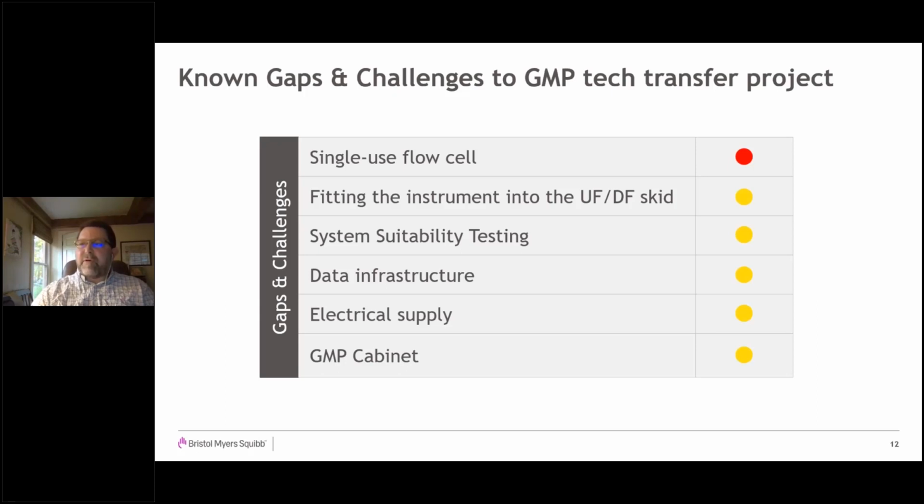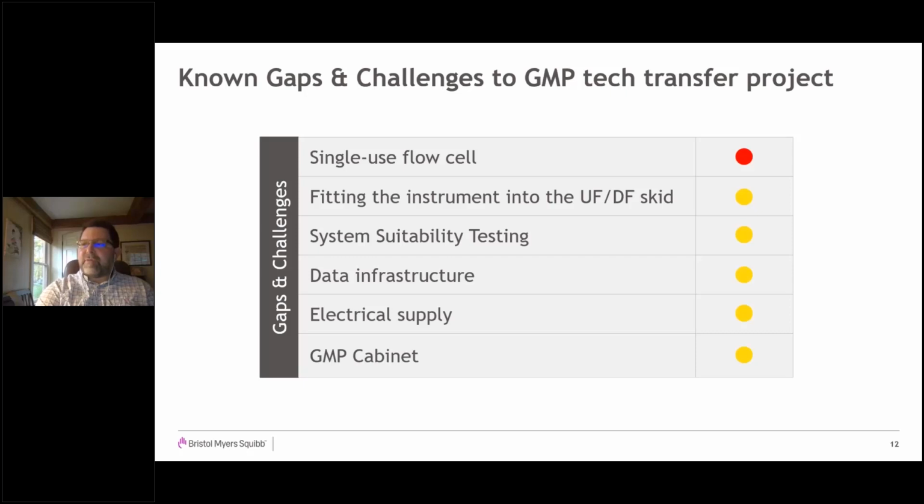The next one moving forward would be fitting the instrument into the UV-Vis skid. That's something that we've already mapped out in our facility. It's not actually too difficult in our particular case, but of course that's something individual to each manufacturing suite that will need to be done. System suitability testing, and that's something that I think I started to talk to Repligen about, and that's something that we need to come up with so that we're assured whenever a flow cell is installed, whether a single-use flow cell or a stainless steel flow cell that's been cleaned, how do you know that this is accurate? That's something that we'll need to provide an assurance that it is.